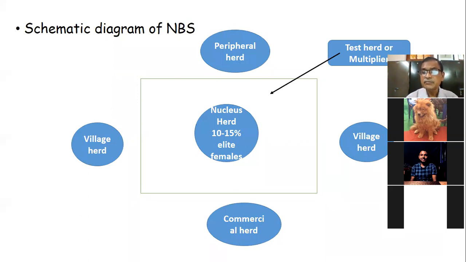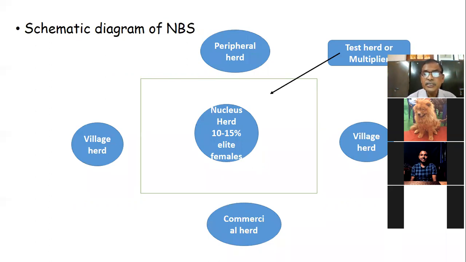The superior animals sometimes present with the farmers will not be allowed to come into the nucleus herd. That's why it is called closed. So it is one-way traffic, not two-way traffic. Okay? So this is the closed nucleus breeding system.